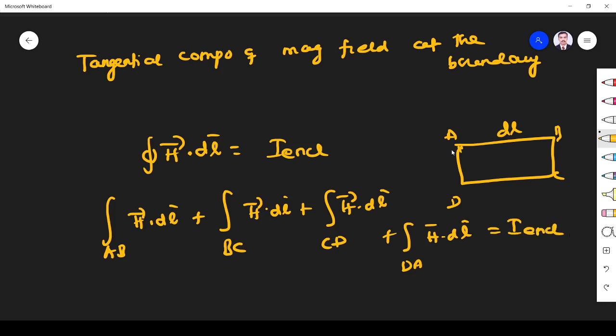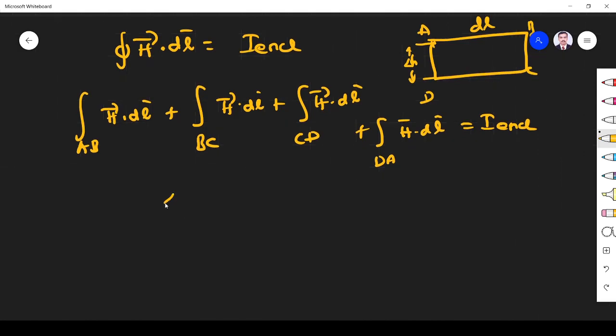As usual, we reduce the height delta h. Delta h should be 0 in order to avoid flux leakage from the surface. So delta h 0 means what will happen? The AD and BC components will become 0 because here the length dl is delta h. So if delta h is 0, the total value will become 0. So the DA and BC components will be 0 because dl is nothing but a length given by delta h, which tends to 0. Okay, so that is very important.